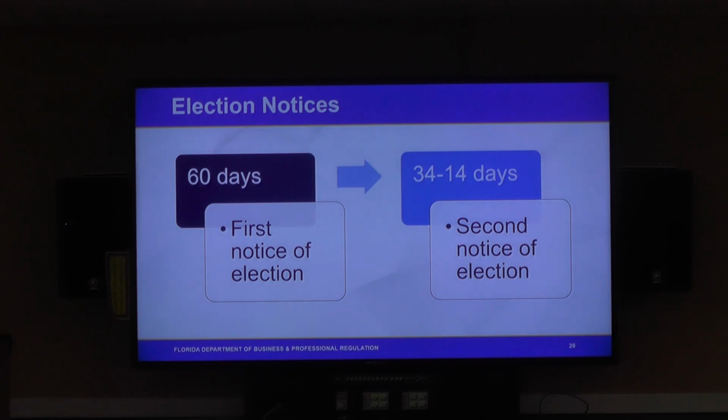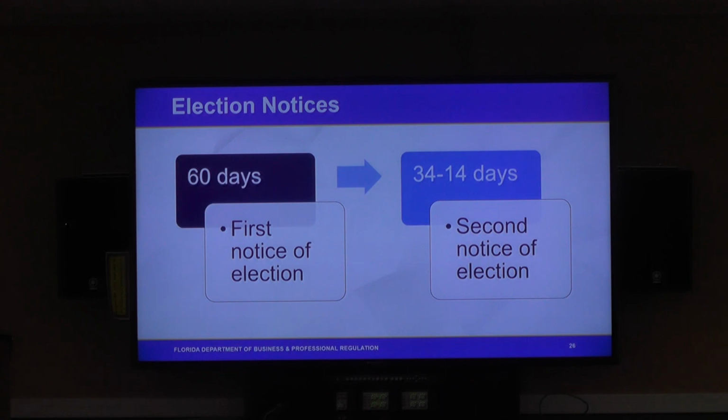You can know the election is noticed. There's the first one and the second one, all right? 60 days and 14 days. The first notice of an election always has to be sent out, mailed, hand delivered, or electronically transmitted to each unit owner at least 60 days before the date of the election. And the second notice of an election must be mailed, hand delivered, or electronically transmitted to each unit owner no more than 34 days, but no less than 14 days before the day of election.